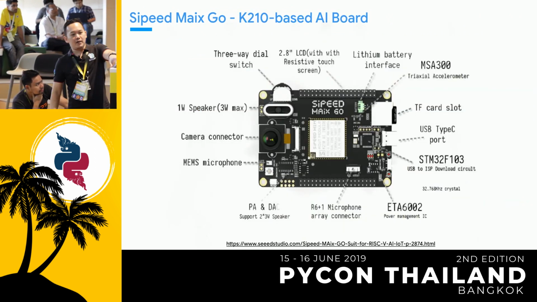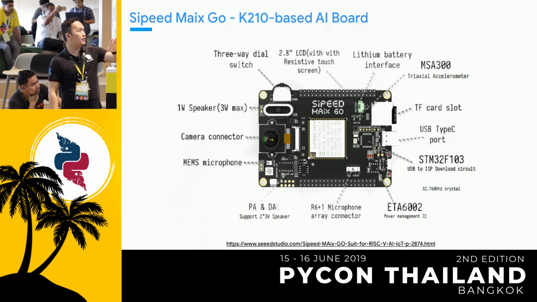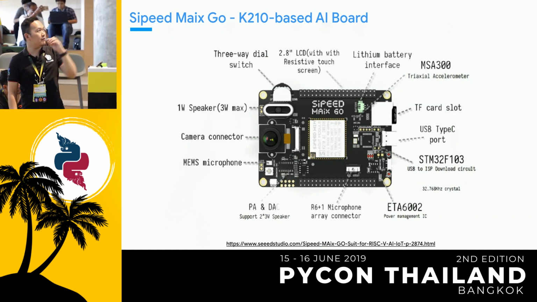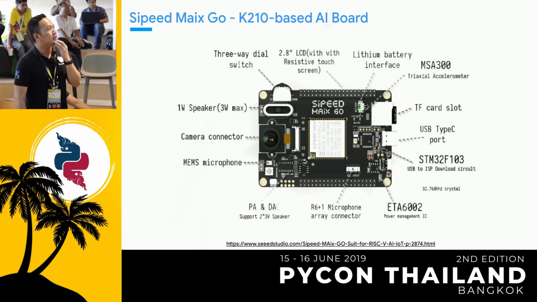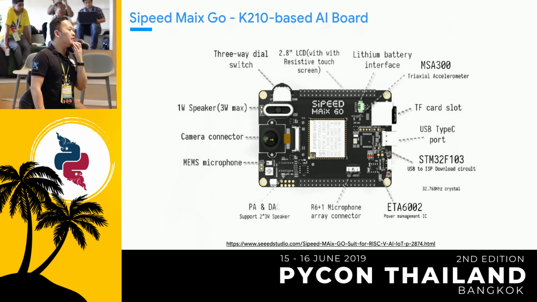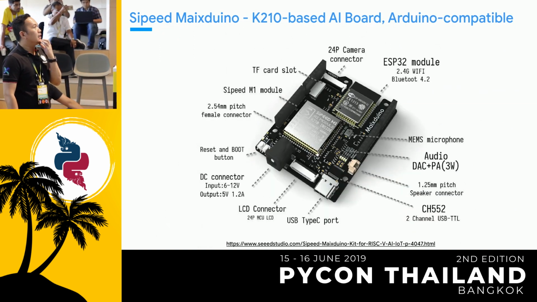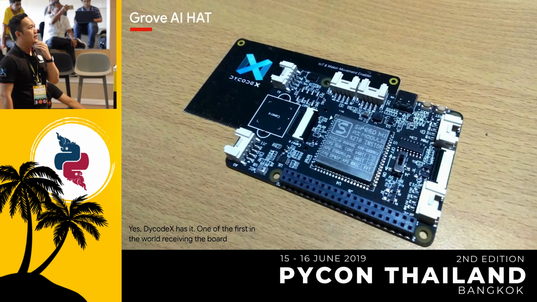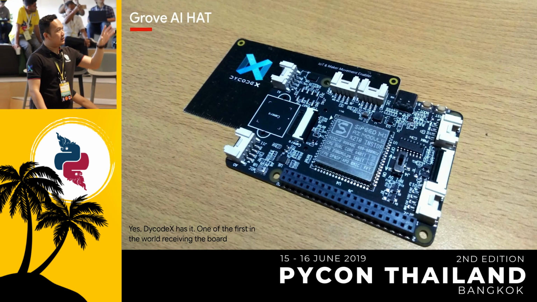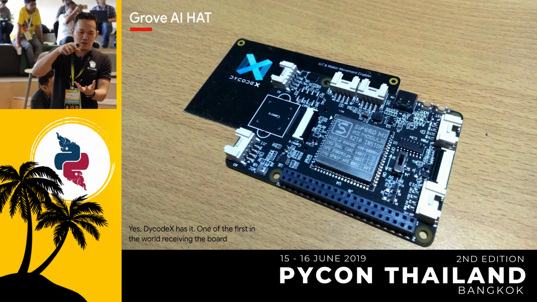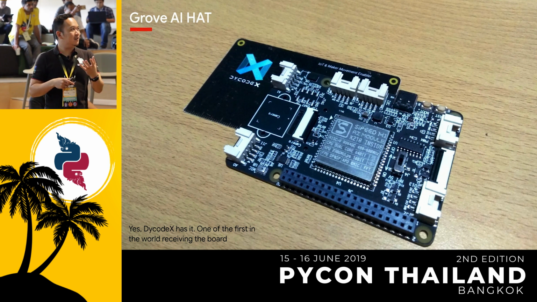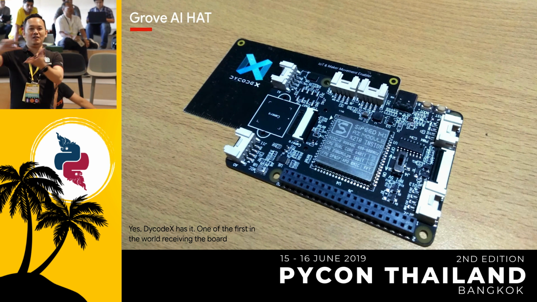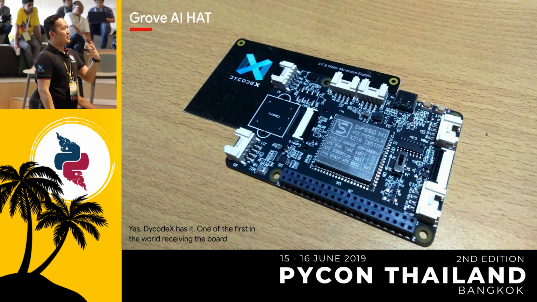So this is actually the board that I just used. As you can see, it has a camera, it has a microphone, SD card, battery, and so on. This is another version. And this is another version. This one you can plug on top of a Raspberry Pi, so you can help the Raspberry Pi offload the AI processing to this board.